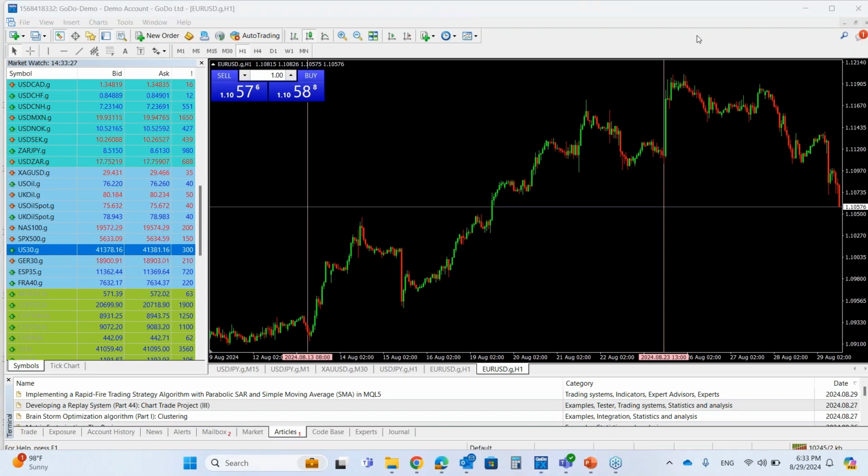Okay, this is the euro-dollar 1 hour chart. If you can see my screen, please send me if you can see it. So the euro-dollar here is shaping the Elliott Wave complete move.